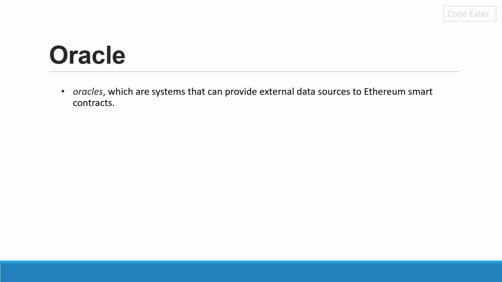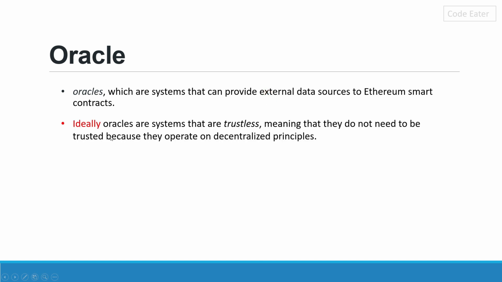So if you have to define oracles, they are systems that can provide external data sources to Ethereum smart contracts. These external data sources are actually your off-chain data. Ideally, oracles are trustless systems, meaning you can, I will say, blindly trust them. They do not need to be trusted because they operate on decentralized principles. But there are oracles which are centralized in nature as well, but we will talk about it in our upcoming slide.